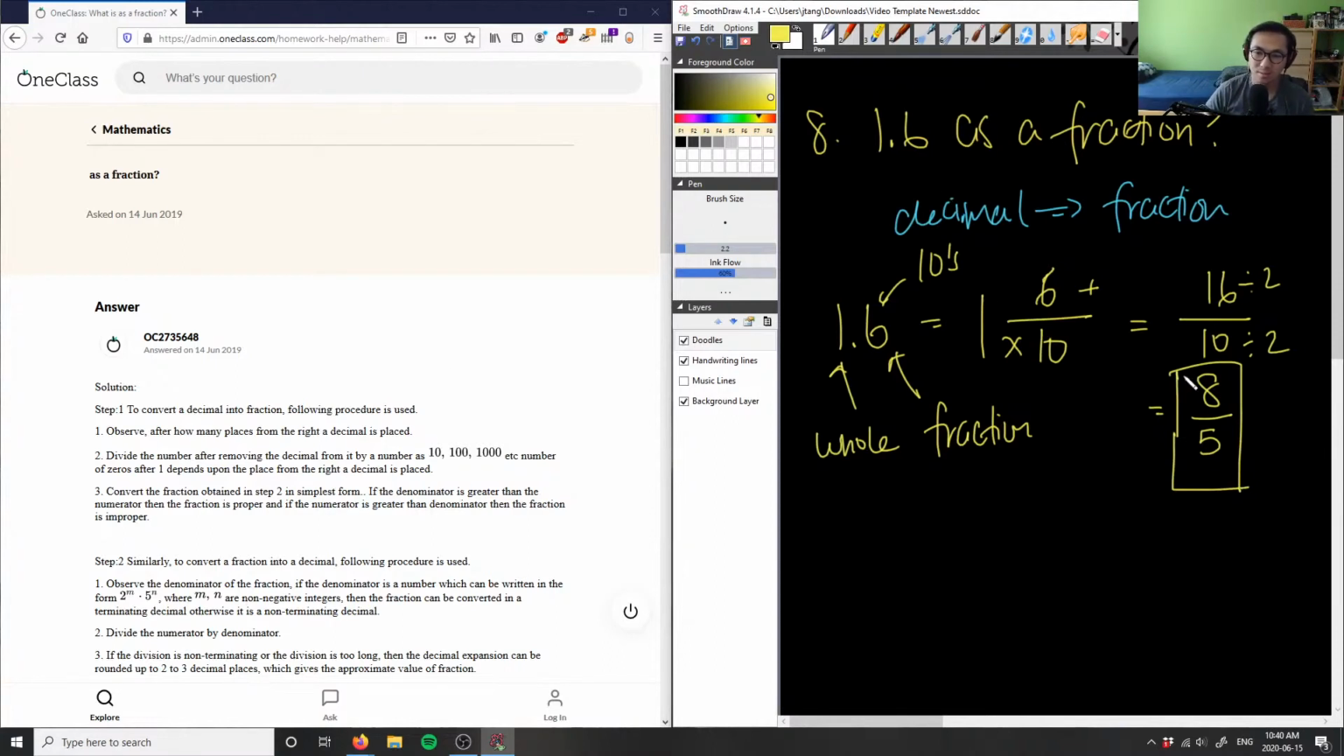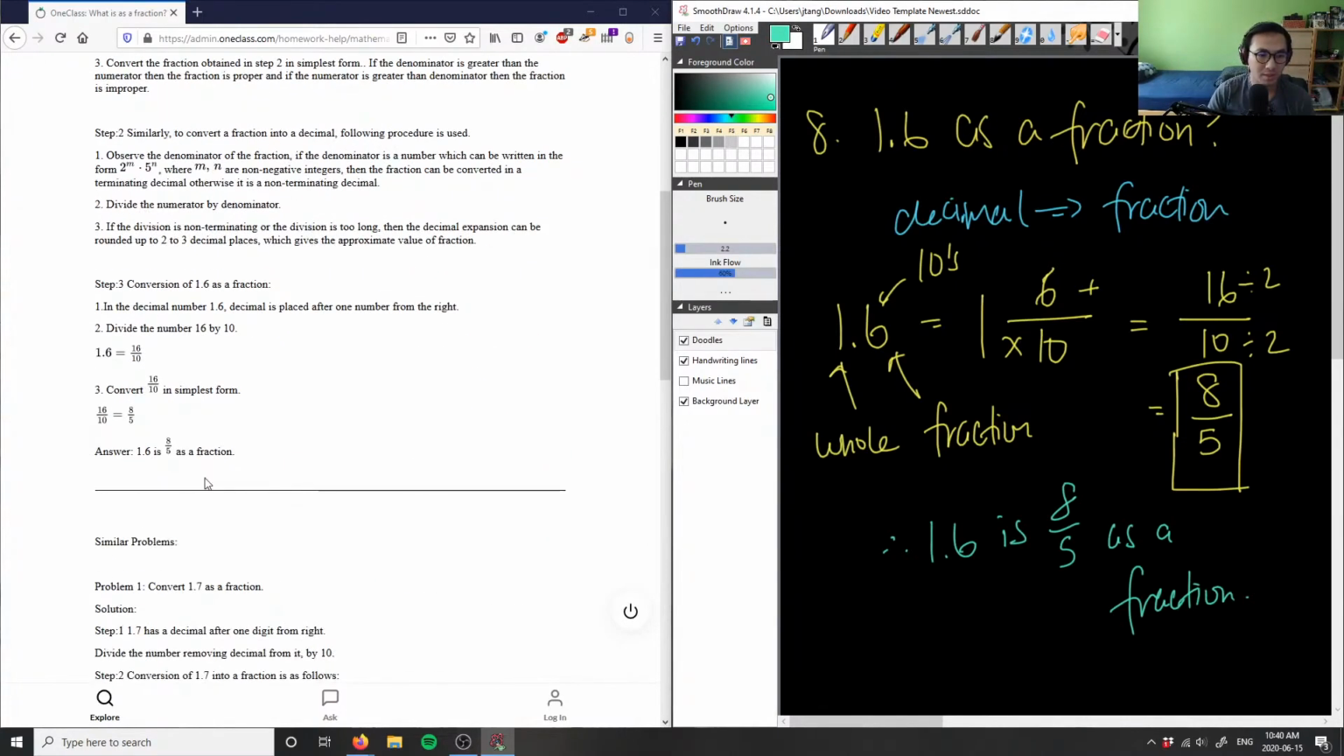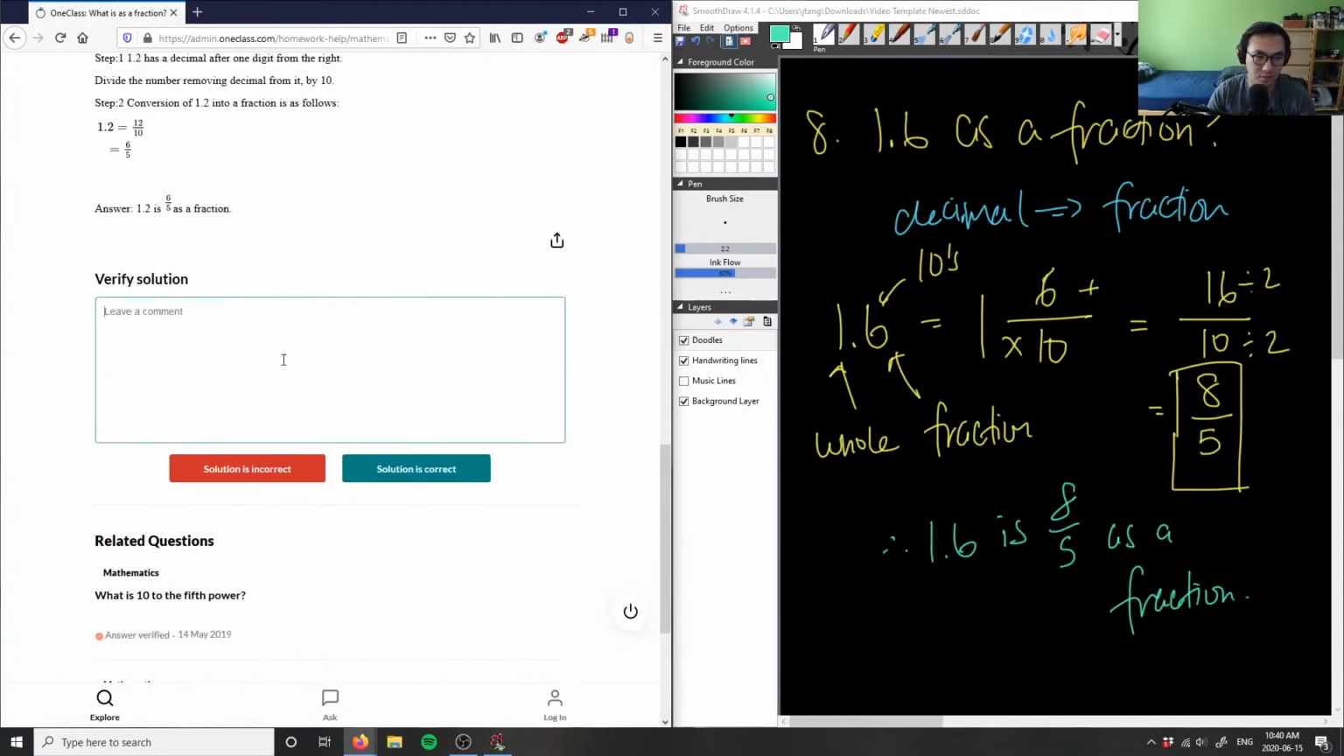So let's say therefore 1.6 is 8 over 5 as a fraction. And this here is our solution, which is good because 1.6 is 8 over 5 as a fraction. So the solution here is correct.